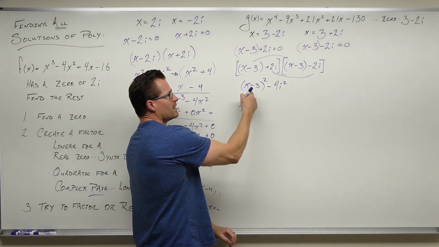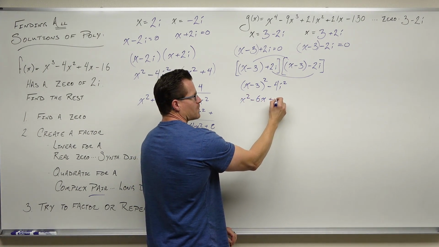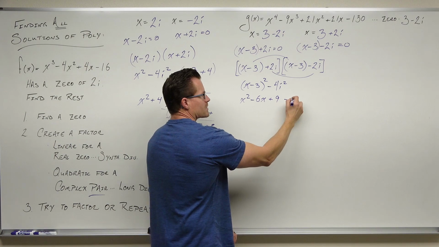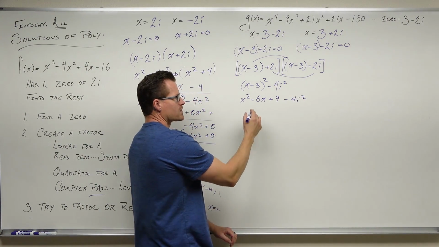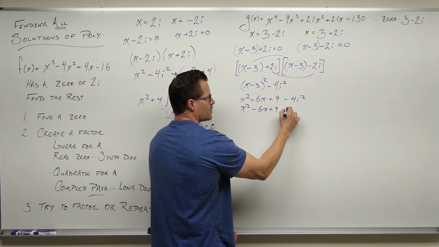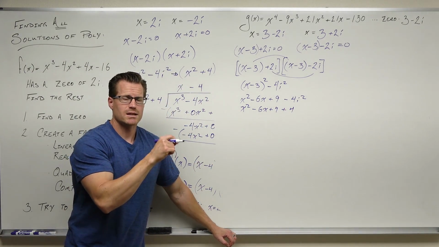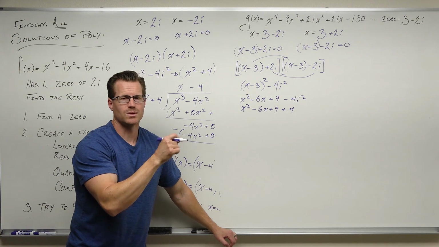So when we do that, this gives us x squared minus 6x plus 9 minus 4i squared. Just remember that i squared is negative 1. And so subtracting 4 times negative 1, well, that's really adding 4.